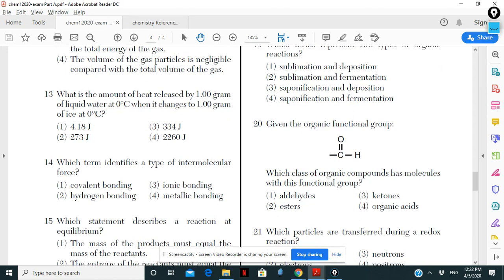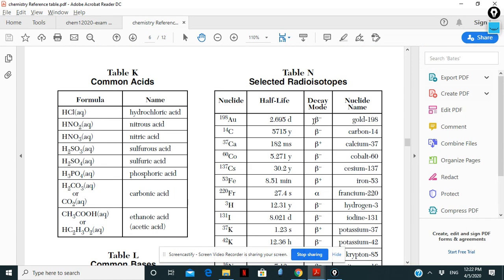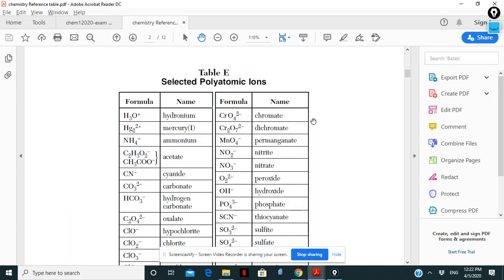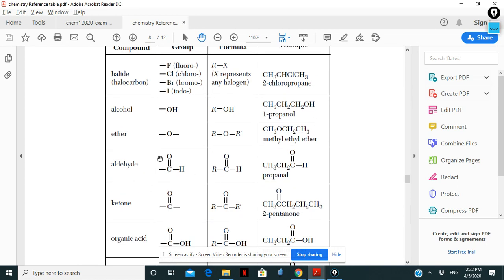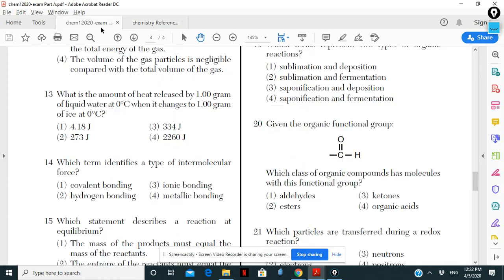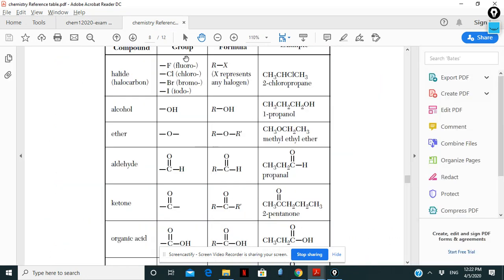Now, which organic group? He's giving me a group. I'm going to the chemistry table again. Functional group. He gave me C double bond OH. That's aldehyde. So the answer is one. Ketone is C double bond O, doesn't have H. Ester, so C double bond O, O. So I'm checking the reference sheet here, and here is the group.